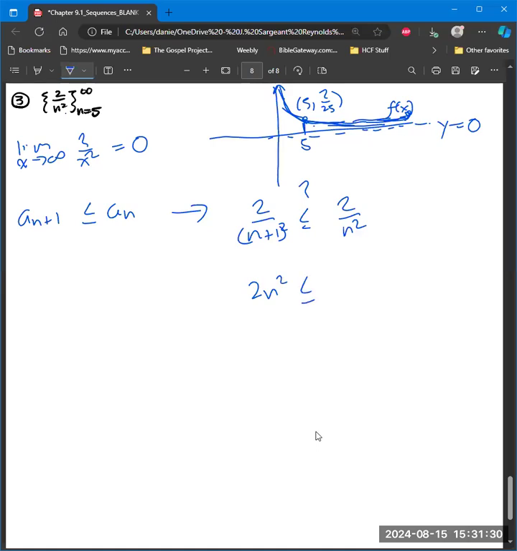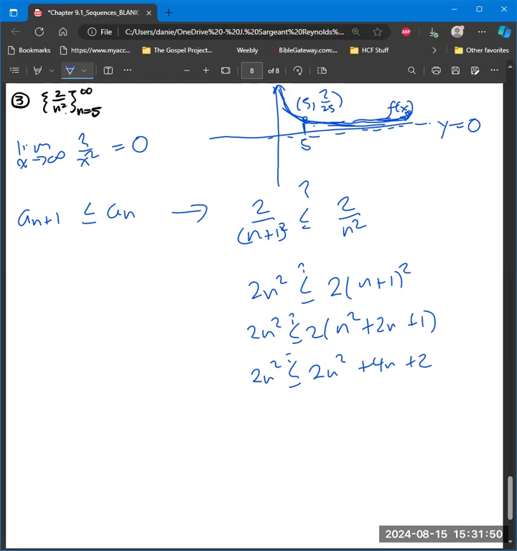2n squared, is that less than or equal to 2 times n plus 1 squared? 2n squared, is that less than or equal to 2 times n squared plus 2n plus 1? 2n squared, is that less than or equal to 2n squared plus 4n plus 2? Yeah, 0 is going to be less than or equal to 4n plus 2.